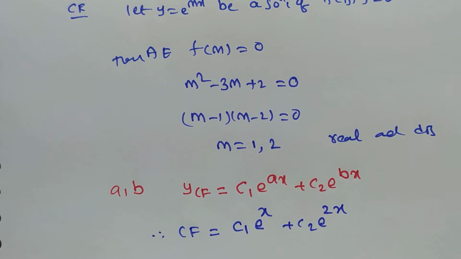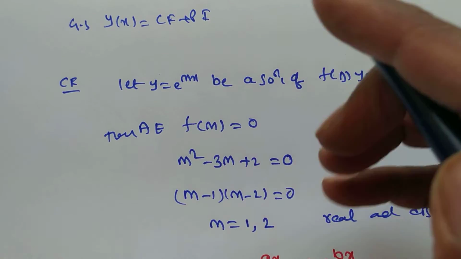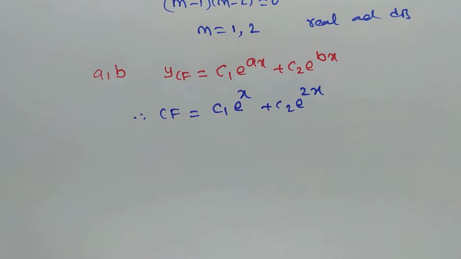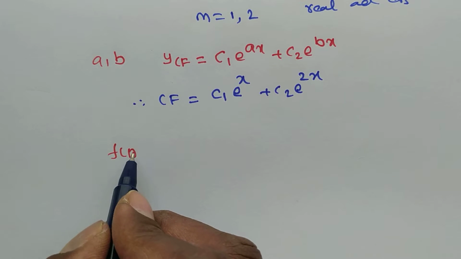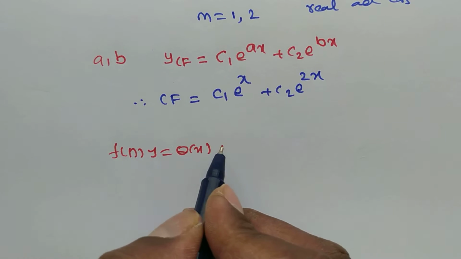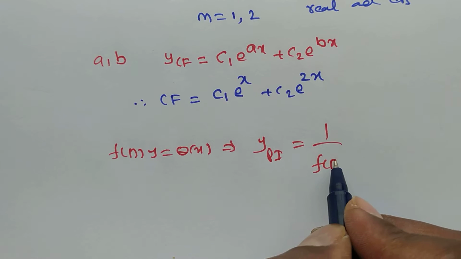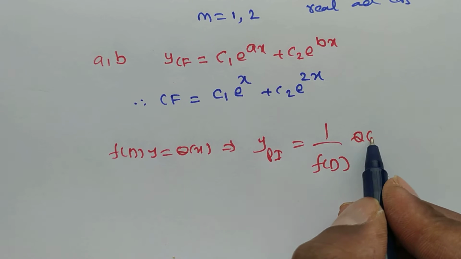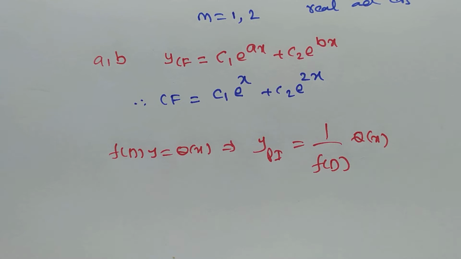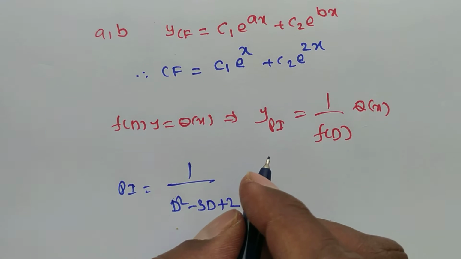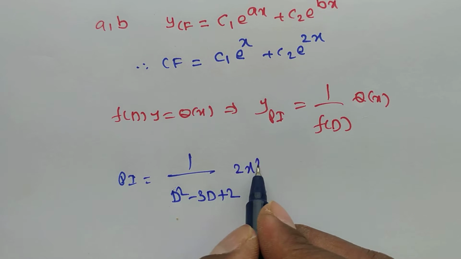Now what do we have to find out? We need to find out the particular integral. The complementary function is completed, so we need to find the particular integral. For f of D into y is equal to q of x, we have y PI is equal to 1 by f of D into q of x. Here f of D means D square minus 3D plus 2, into q of x, where q of x is equal to 2x square.